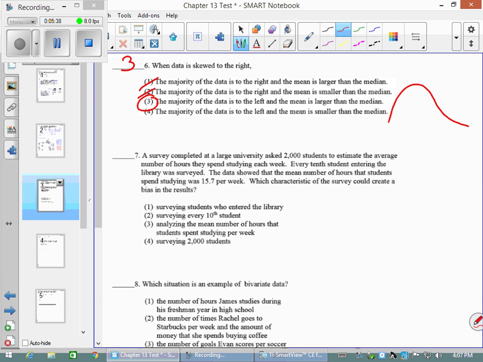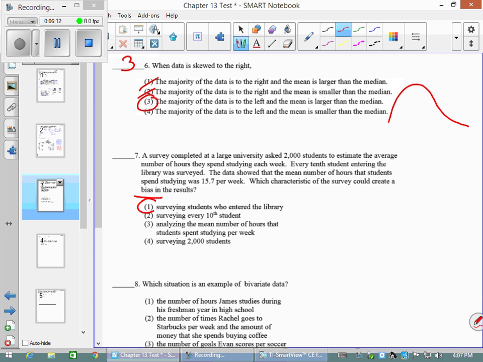For number 7, they're conducting a survey for 2,000 students to estimate the average number of hours they spend studying each week. Every 10th student entering the library was surveyed. The data showed the mean number of hours that students spent studying was 15.7 per week. Which characteristic of the survey could create bias in the results? So bias means it tells us something that could maybe cause our survey to go one way or the other. So our answer here would be choice 1.